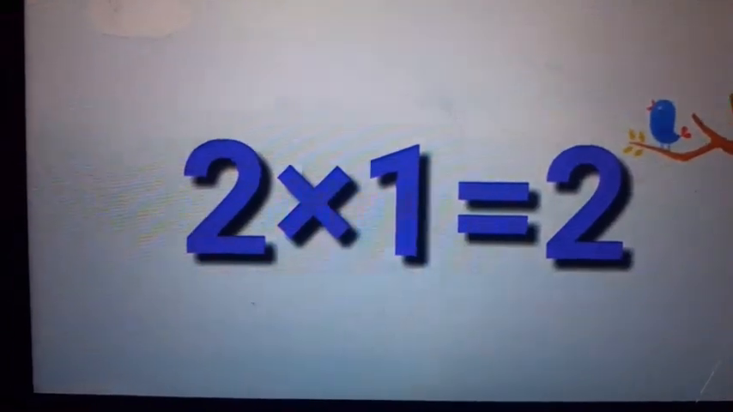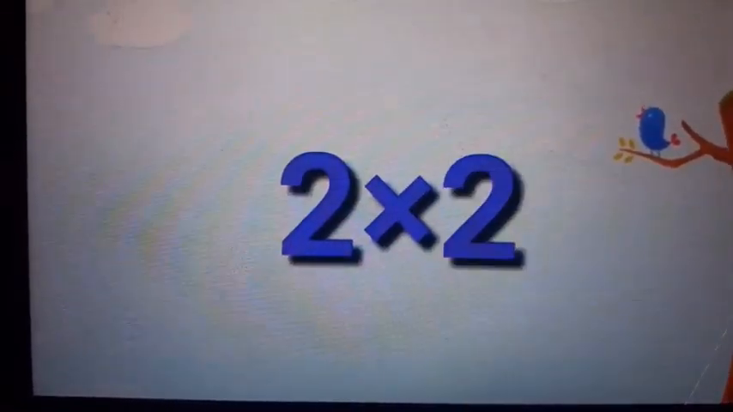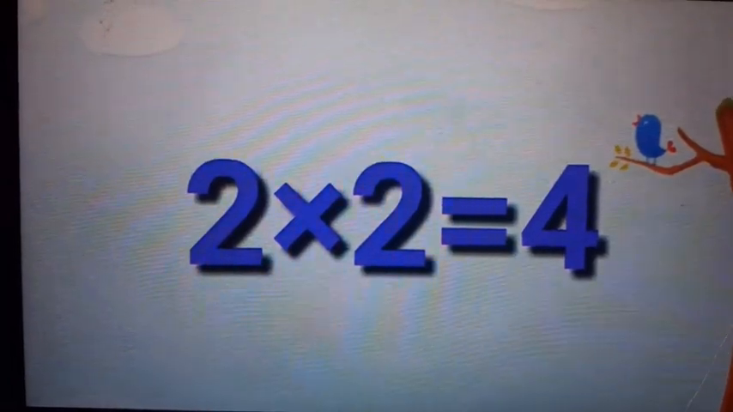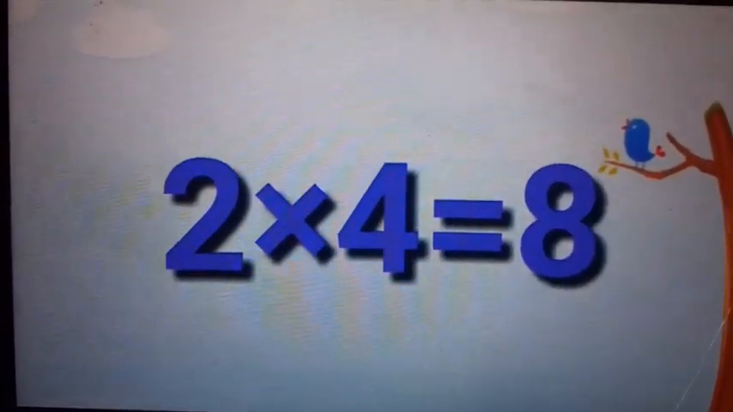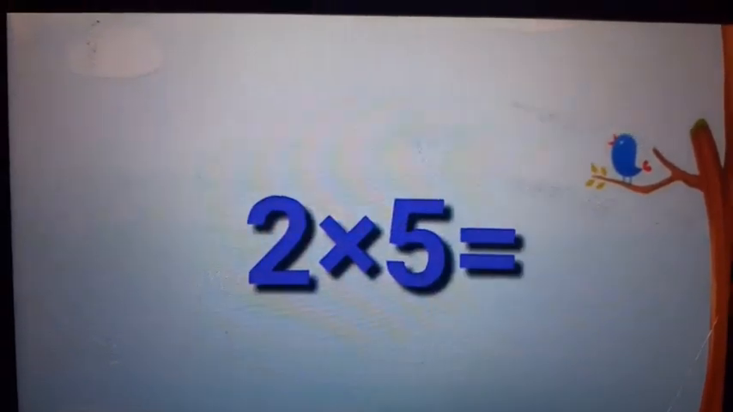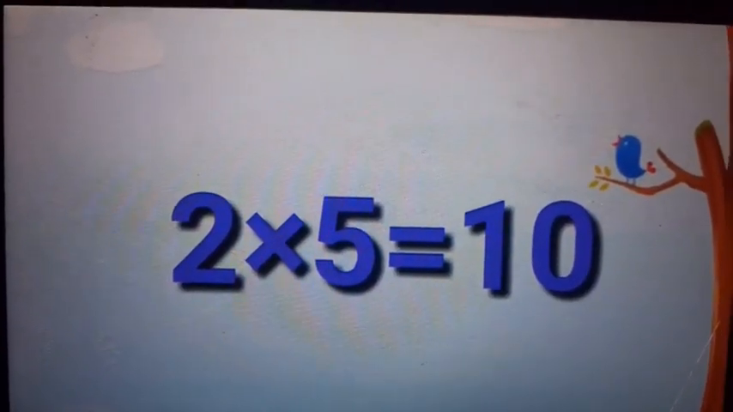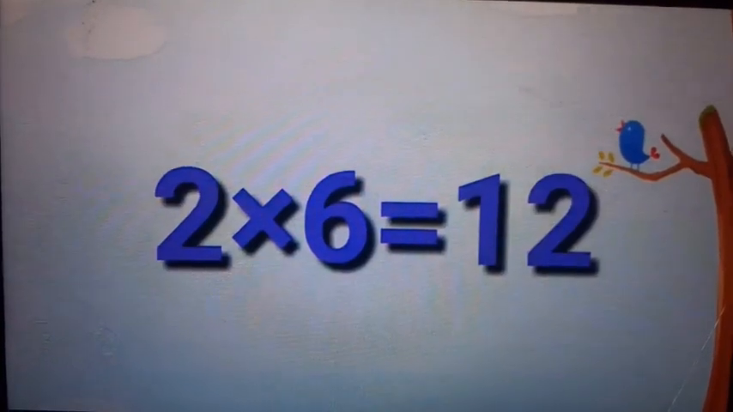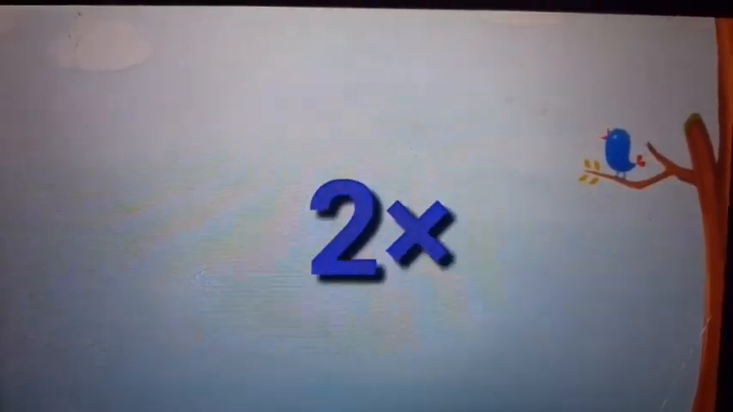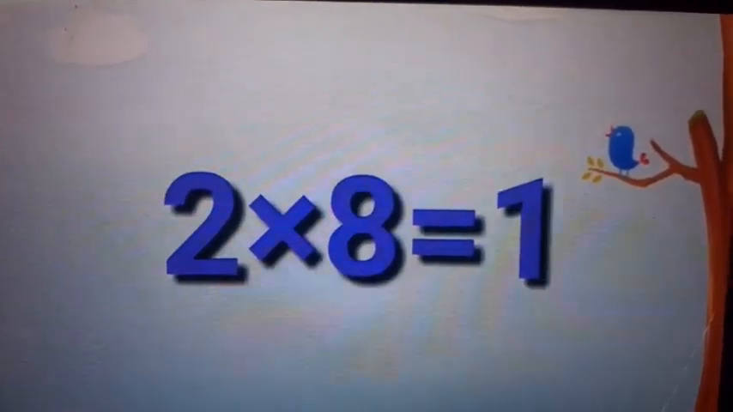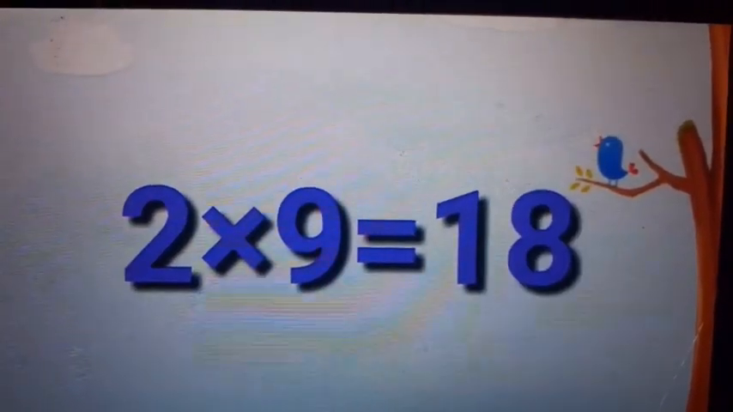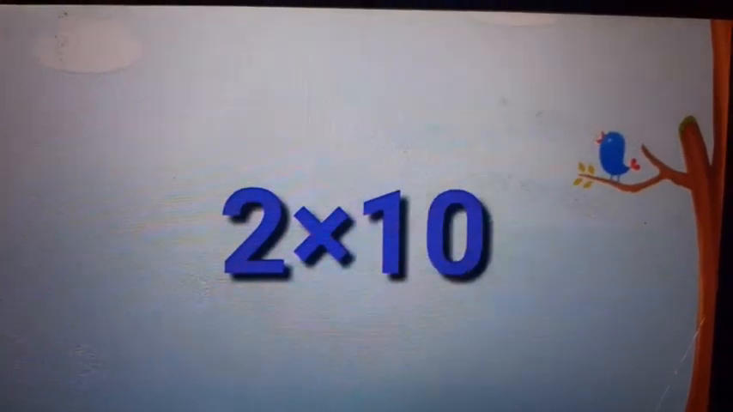Two ones are two. Two twos are four. Two threes are six. Two fours are eight. Two fives are 10. Two sixes are 12. Two sevens are 14. Two eights are 16. Two nines are 18. Two tens are 20.